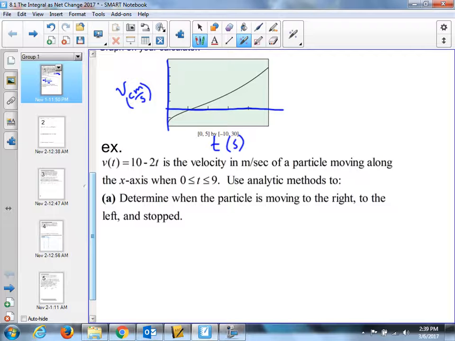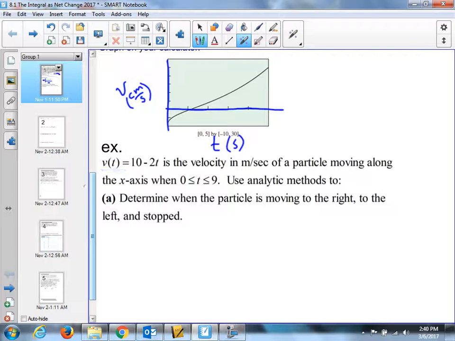Okay. Still, same idea. Velocity is equal to 10 minus 2t. That function is the velocity in meters per second of a particle moving along the x-axis. That just means it's not curving to the left and right. It's just going straight ahead or straight backwards between 0 and 9 seconds. Using analytic methods, so that means by hand, determine when the particle, not by graph either, when the particle is moving to the right, to the left, and stopped. So we're going to assume in a velocity function, to the right means positive values, to the left negative values, and 0 is stopped, velocity of 0.